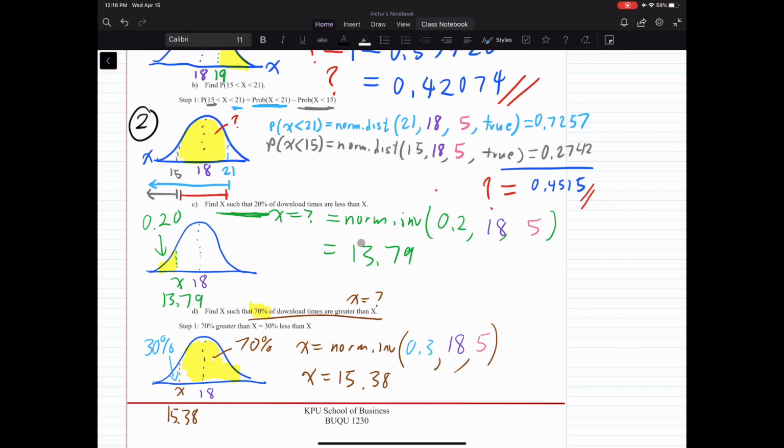So that's why you need to know what you're looking for. Are you looking for x or are you looking for probability? If you're looking for probability, then you use norm.dist. If you're looking for x, then use norm.inv.